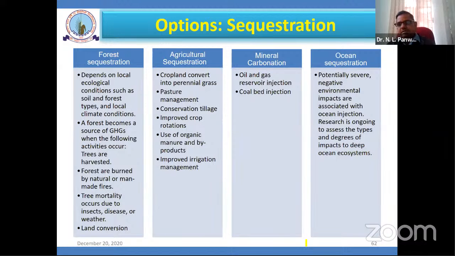So in ocean sequestration, potentially severe negative environmental impacts are associated with ocean injection, because all aquatic life will be affected. But research is going on into the type and degree of impact on the deep ocean ecosystem. So what is the impact on the ocean ecosystem if we inject carbon dioxide into the ocean? That is another option, but a study is going on in this one.